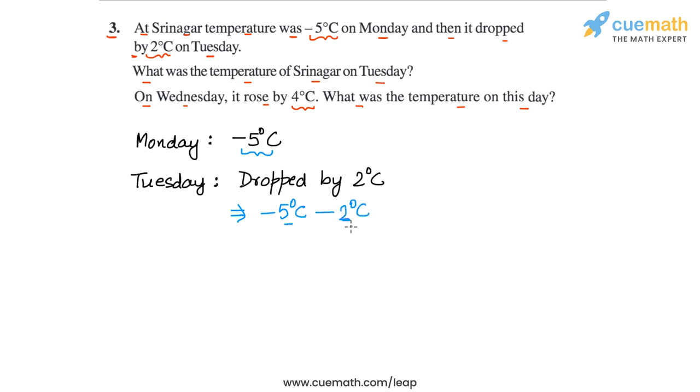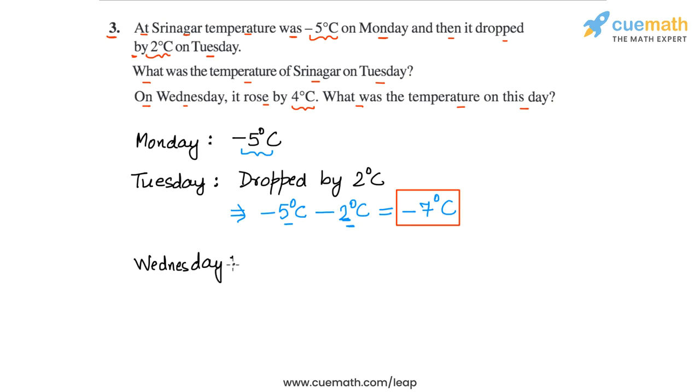So we have minus 5 minus 2, which will be equal to minus 7. So on Tuesday, the temperature will be equal to minus 7 degrees Celsius. So this is the answer for Tuesday. And then on Wednesday, what are we given?